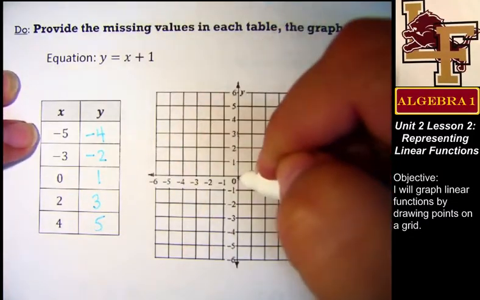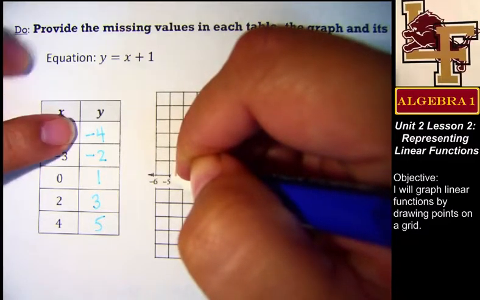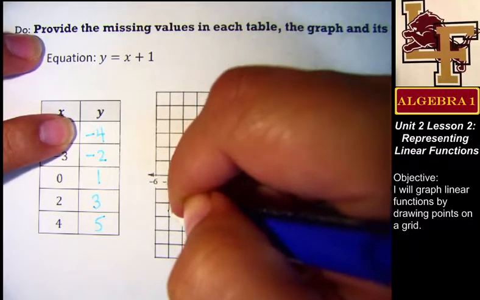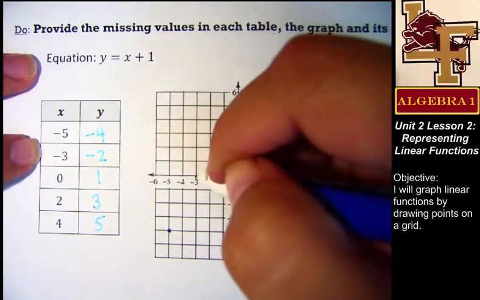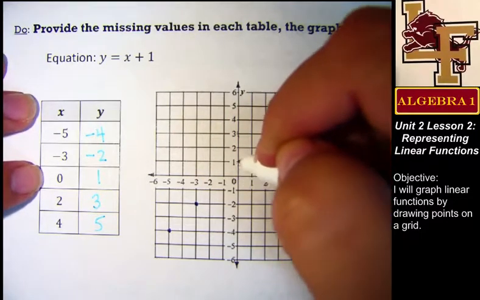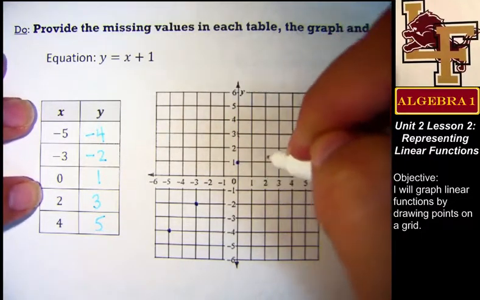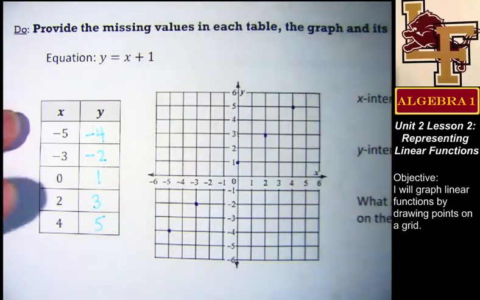All right, starting from 0, we're going on the x to negative 5 and then to the negative 4 along the y. Negative 3, negative 2, 0, 1, 2, 3, 4, 5.